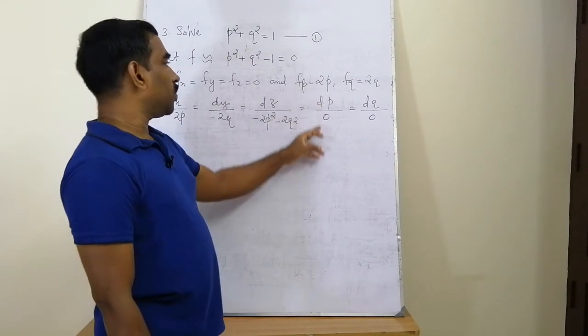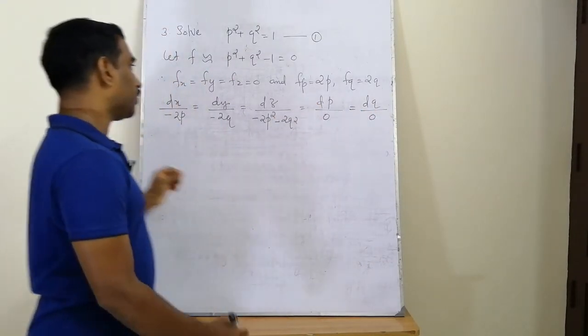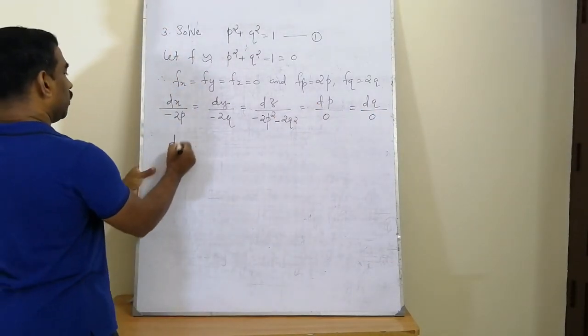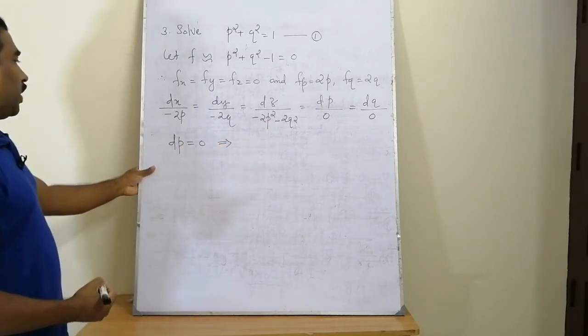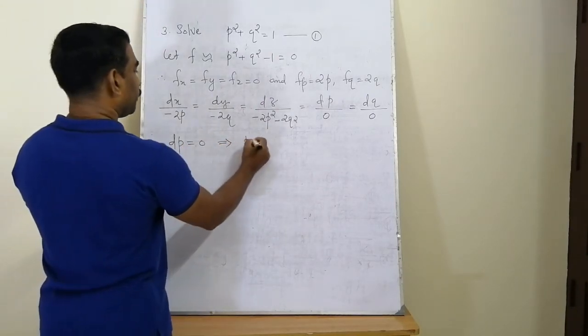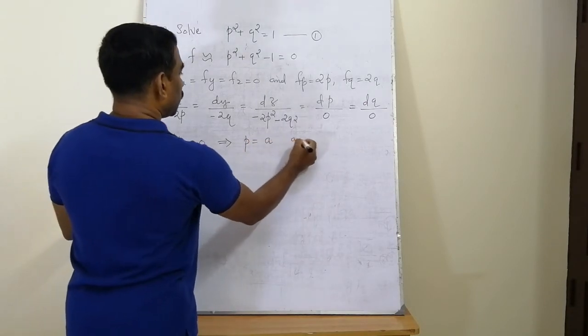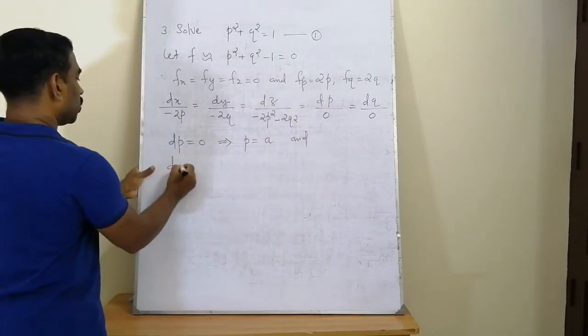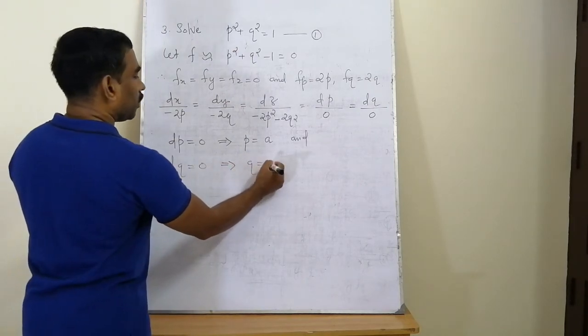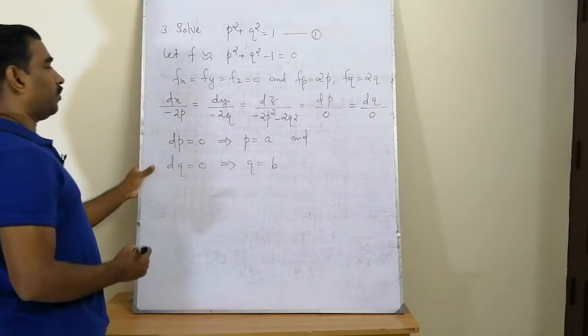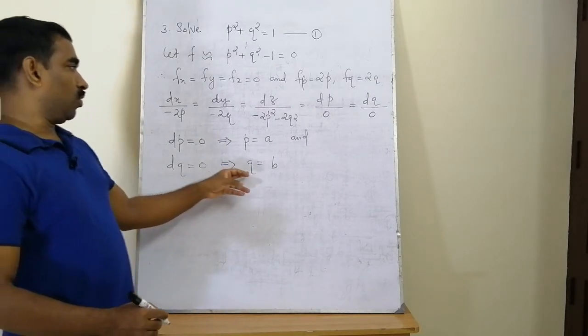See, the last two ratios directly give the values of p and q. So from the last two ratios we have dp equal to 0. dp equal to 0 implies p is a constant, say a, and dq is equal to 0. This integration will give the value of q as another constant, say b. So p is equal to a and q is equal to b.